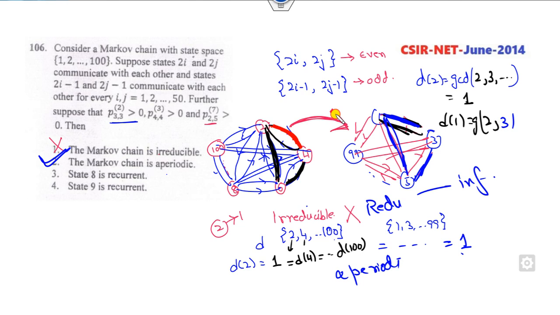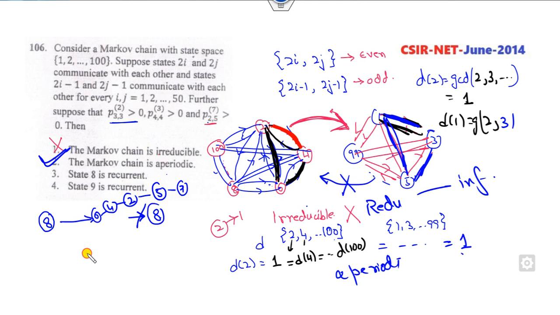Fine. Now look at the options. 8 is recurrent. What is the meaning of 8 being recurrent? If you start from 8 and are able to come back to 8, then it is recurrent. Look at that. You can go from 8 to 6, from 8 to 4, from 4 to 2, and from 2 to 5. You can go back from 5 to 1. But is it possible to come from this side back to this? 8 is in this block. It is not possible. Once you enter this path, you cannot come back to 8. It means 8 is a transient state.